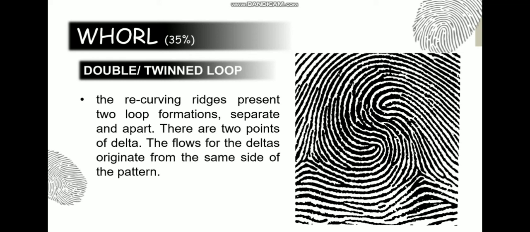Next, double or twin loop. The recurving ridges present two loop formations separate and apart, with 2 points of delta. The flow for the deltas originate from the same side of the pattern.